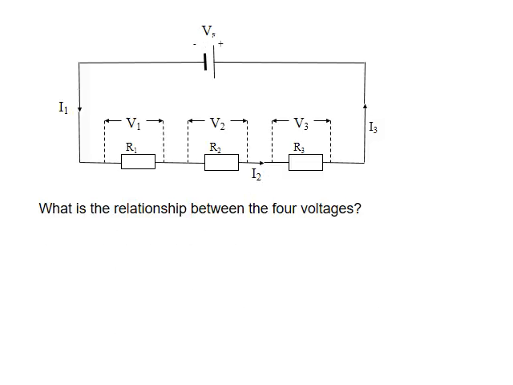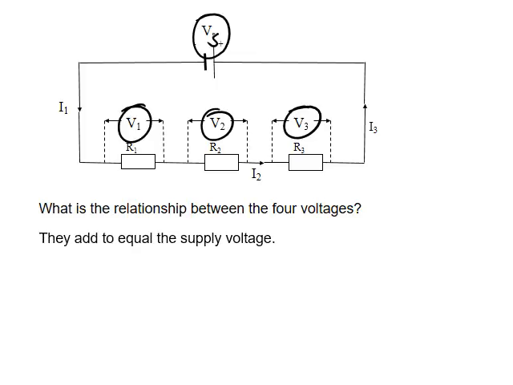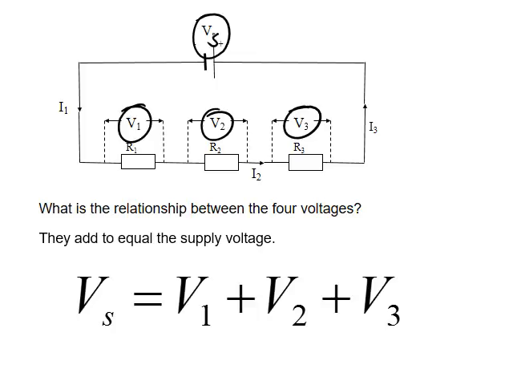So, looking at the four voltages, Vs, V1, V2, and V3, what is the relationship between them? Well, from our previous lessons about voltages in series, we know that they add up to the supply voltage. So Vs will equal V1 plus V2 plus V3.